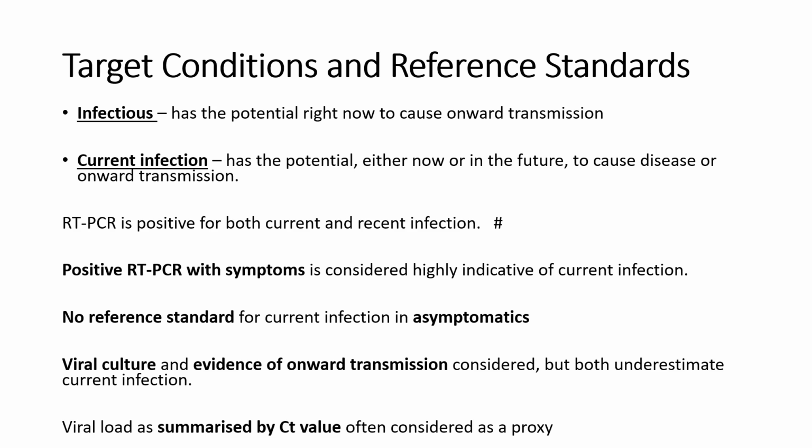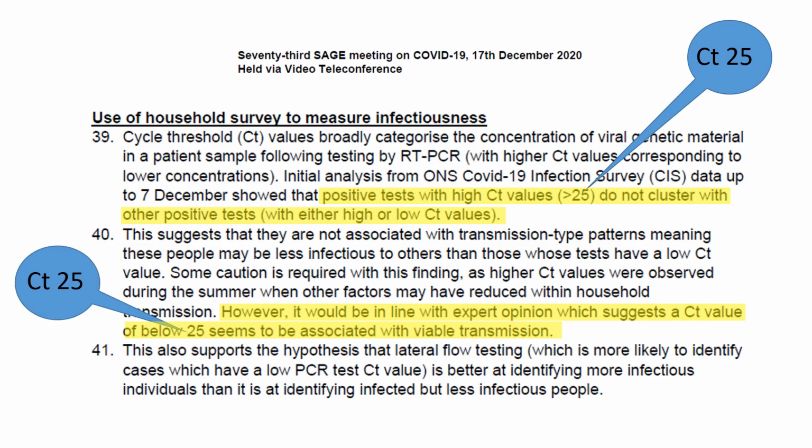So we often see viral load being summarized by CT values as a proxy for this. So this 25 value, where does it come from? Well, you can look in SAGE minutes and you'll find it written in there from December that the SAGE minutes said that this is an expert opinion, suggests a CT value of below 25 seems to be associated with viable transmission. But to have a fixed cut point for this, is that evidence-based?